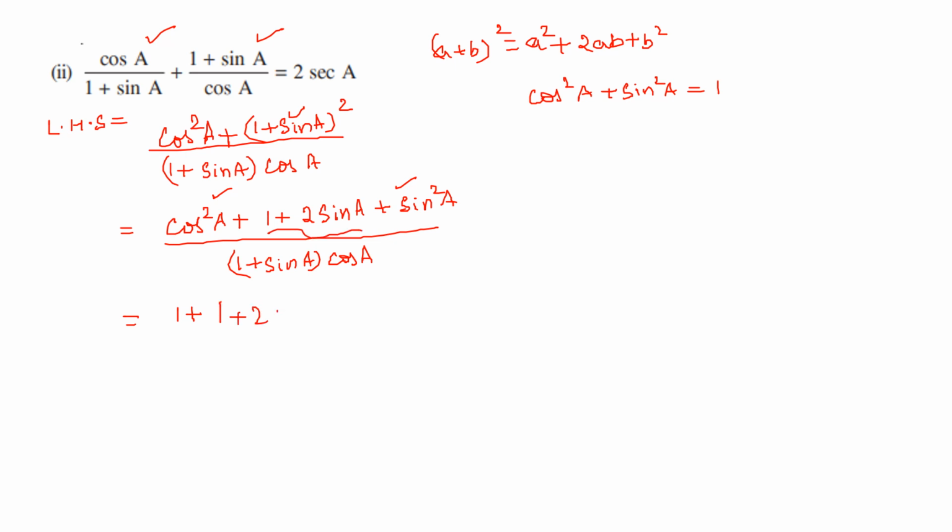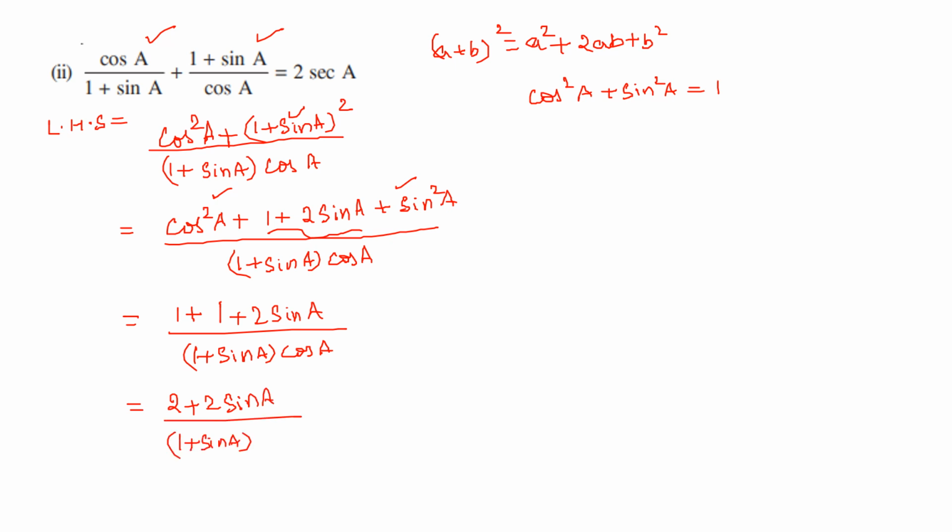Okay. I hope it is clear. You have to remember the identities. Then the denominator will be as it is, (1 plus sin A) into cos A. Now 1 plus 1 will become 2, so we get (2 plus 2 sin A) by (1 plus sin A) into cos A.